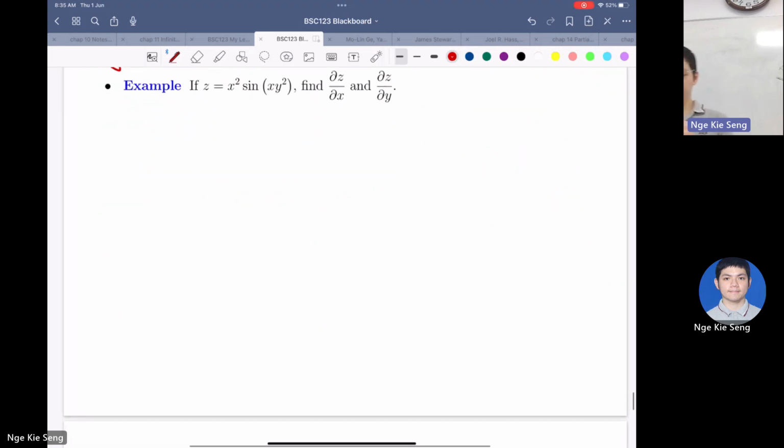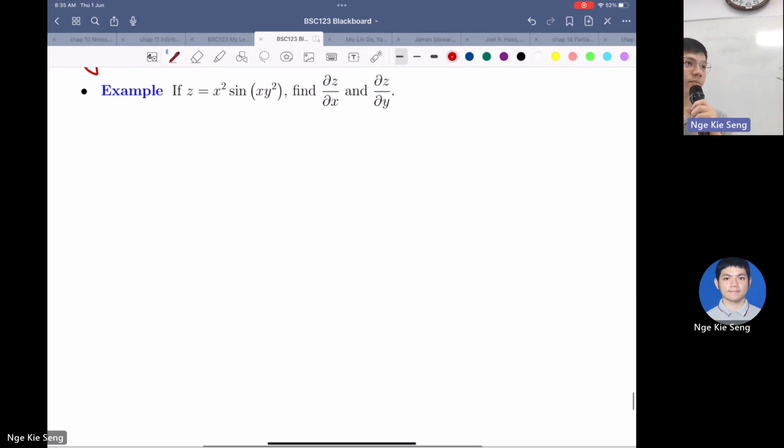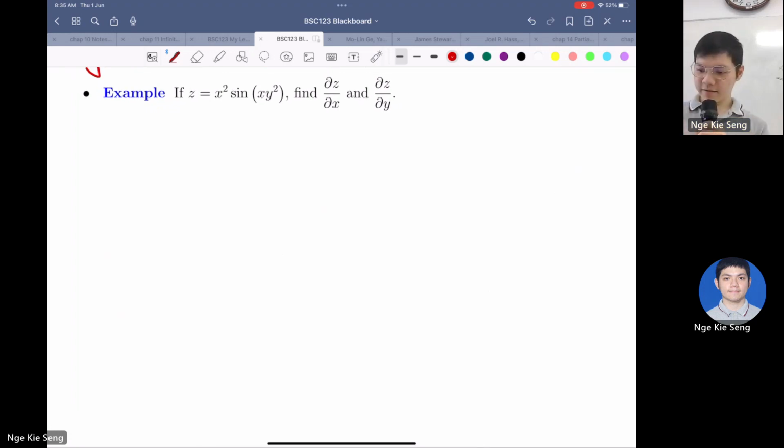Okay. How about try this? Try this example. z equals x squared times sine of xy squared. So what is the partial derivative with respect to x and y?